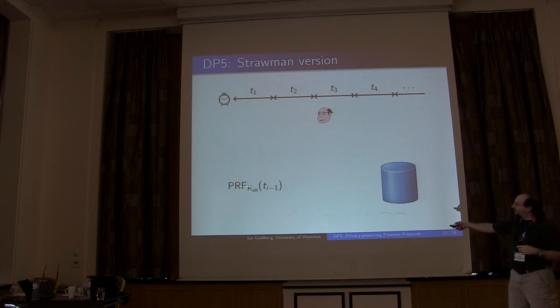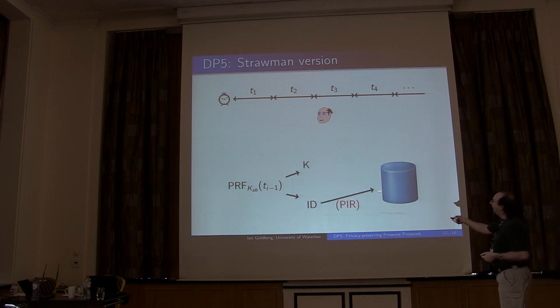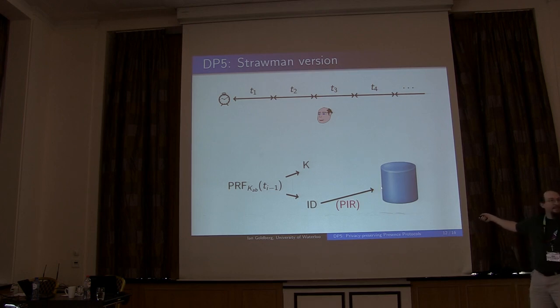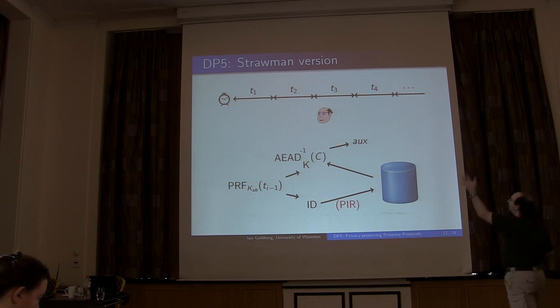What does he query? He takes this key he shares with Alice. He takes the epoch number from the previous epoch. It will output the same key and ID because pseudorandom functions are deterministic in that way. If you know the key and the input, it's the same answer. And then he takes the ID and uses PIR to query the database. And what will come out, if Alice was online, is some ciphertext. And if Alice wasn't online, then nothing will come out. But importantly, again, the database doesn't learn which is the case. And if the ciphertext comes out, Bob obviously decrypts the ciphertext using the key K to get the auxiliary data. So I said this is the straw man version.